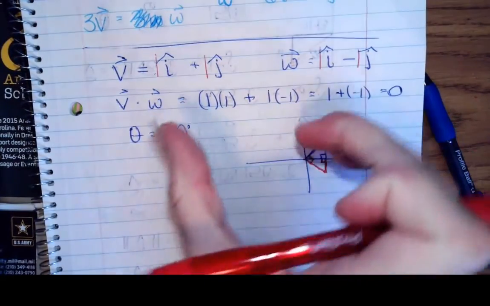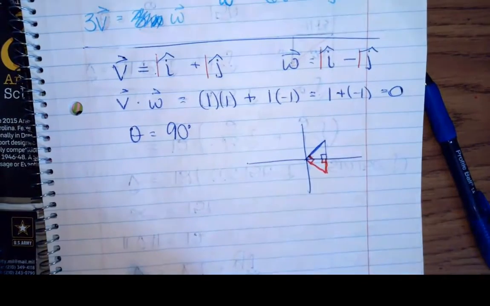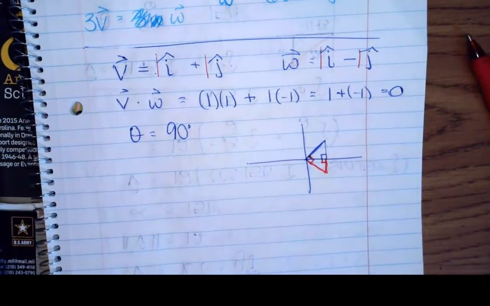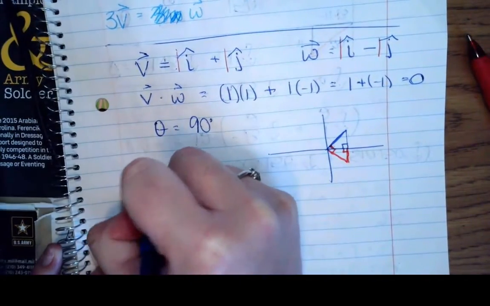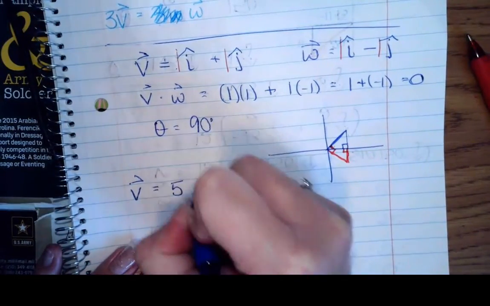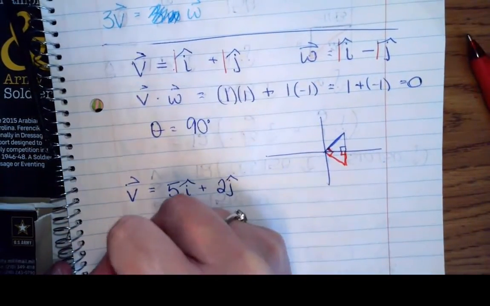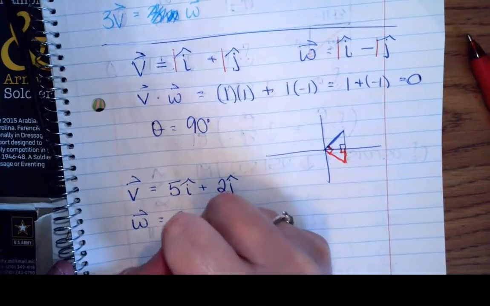So you just found out that their dot product equaling 0 means that the angle between them is 90 degrees. They are orthogonal. Okay, so let's try another one. We have v is going to be 5i plus 2j. And then w is going to be 2i minus 5j.